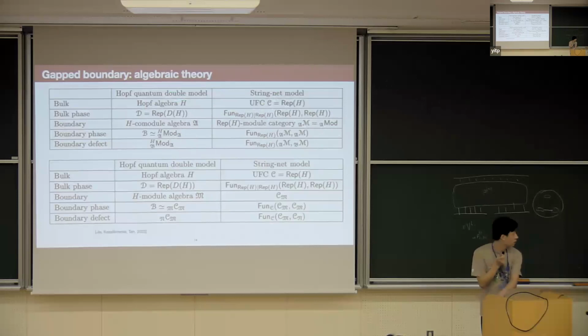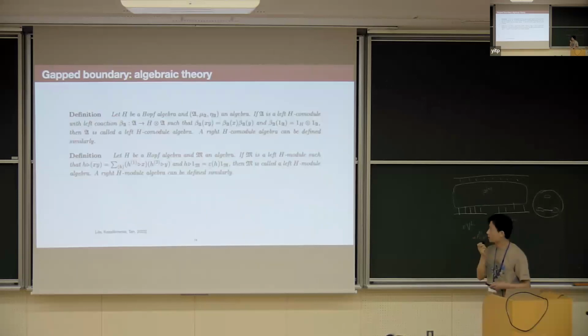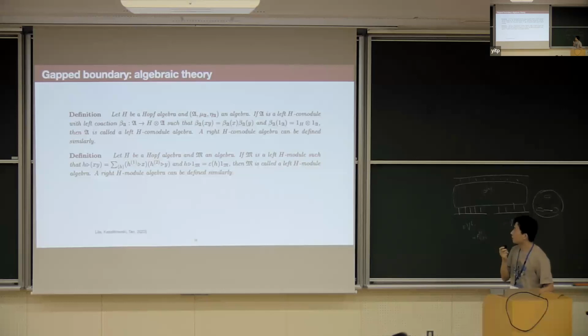So now the only thing is how to construct the lattice model of this boundary. So now we need to consider the definition of this H comodule algebra. Let us first solve the H comodule algebra, because the H module algebra is just equivalent. These two models are equivalent. We can just transform one into another.